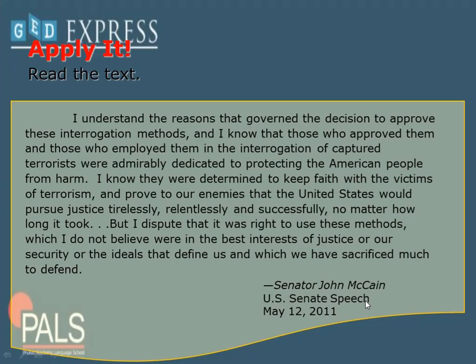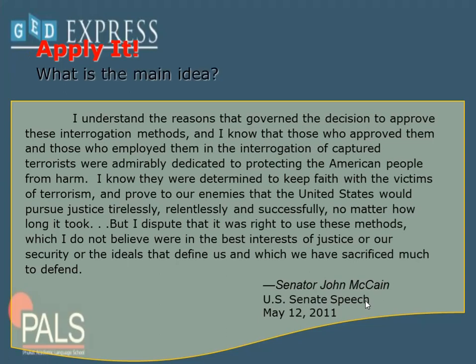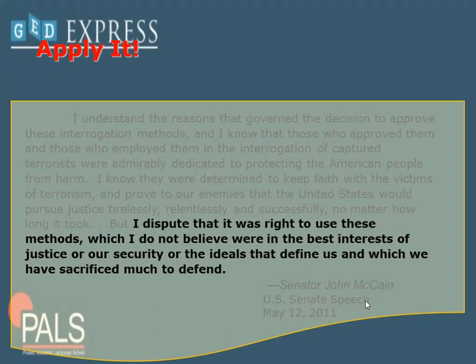Now, with that being said, I believe you already have a clue about what Senator John McCain is trying to point out. So now, let's try to check what is the main idea.